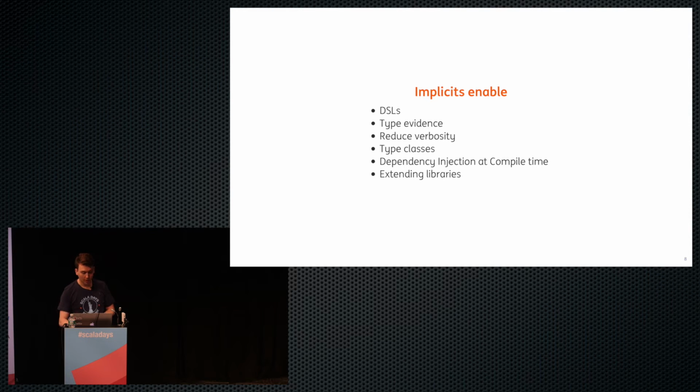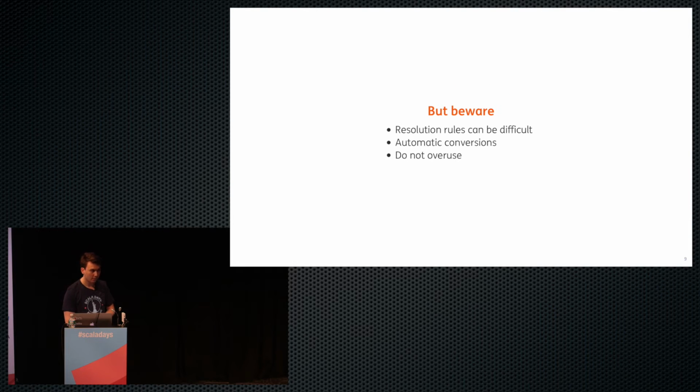Of course, they can be a bit magical as well, and that has to do with the resolution rules. So which implicit is used when, and how can you find out what is actually going on here? If you look at just the code, doing a lexical examination of it, it might not be clear what is actually being called because things are left implicit.